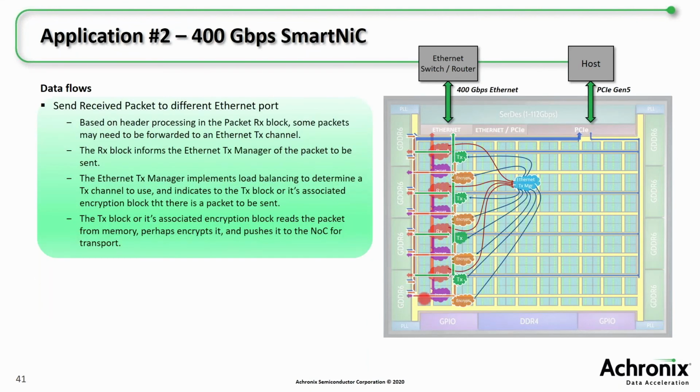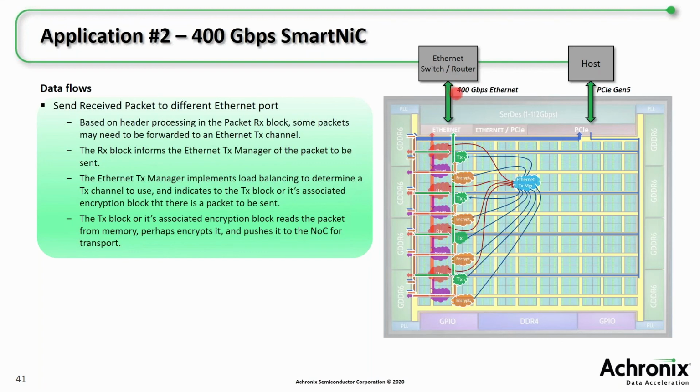When it's time to send data, the receive block, which has saved the data in external memory, simply informs an Ethernet transmit manager that does the load balancing. It tells the appropriate transmit block, hey, you have a packet that needs to be sent. The transmit block reads the packet from memory, pushes it into the vertical column to be sent, and that's that. It's pretty simple.